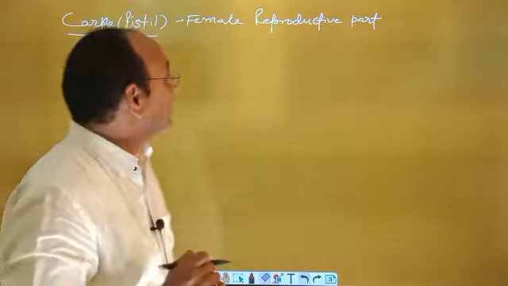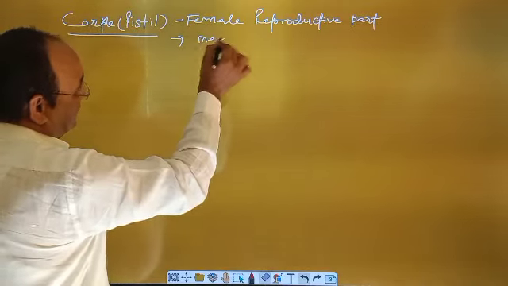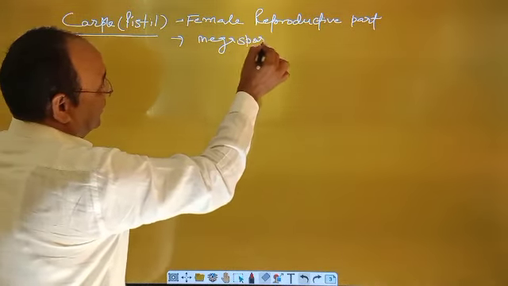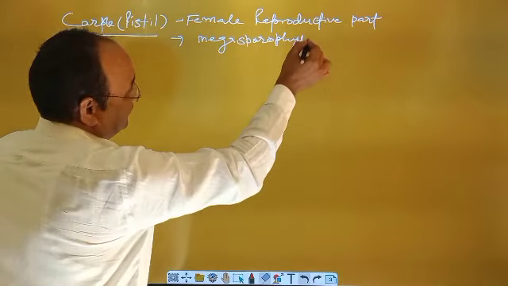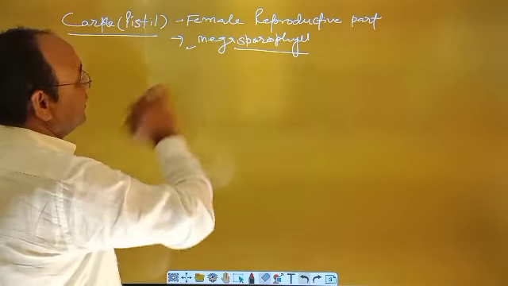I repeat, what is carpel or pistil? So carpel is a female reproductive part of flower and it is a modified megasporophyll. So simply, if anyone asks you what is carpel, then your answer is it is a modified megasporophyll and acts as a female reproductive part of plant. Now, what is the structure of carpel? So simple, in carpel especially three parts are present.